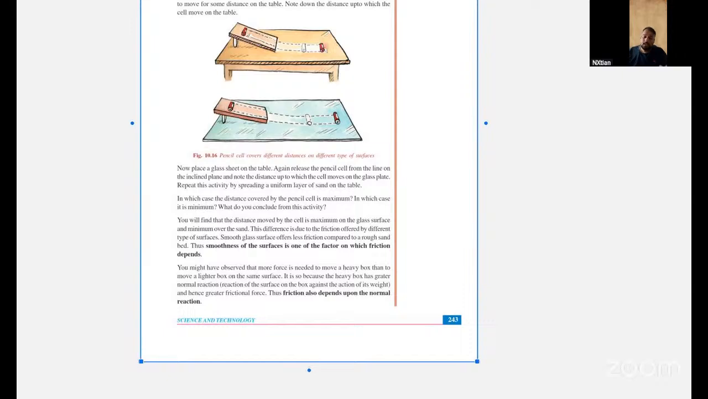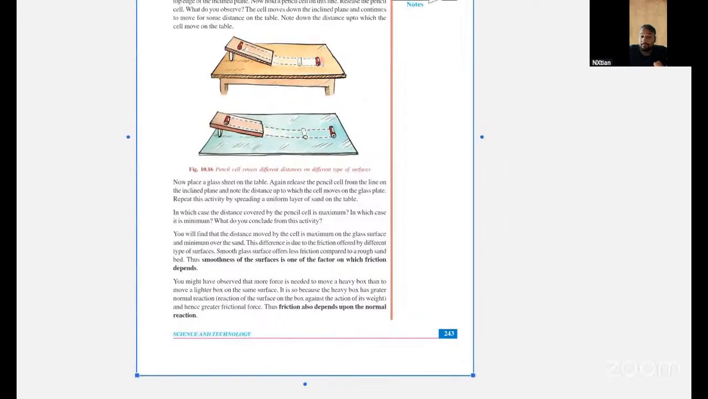Okay. So friction depends upon the normal also. Like if the normal is high, meaning if a heavy object is there, then you can't push it because the friction is high. One more thing: if the surface area is more.